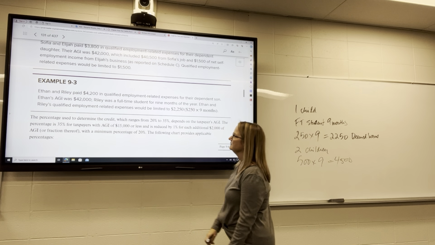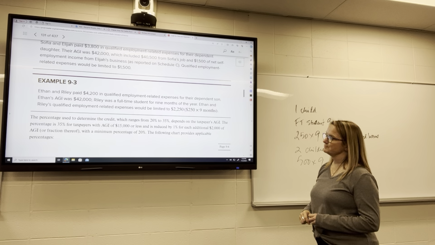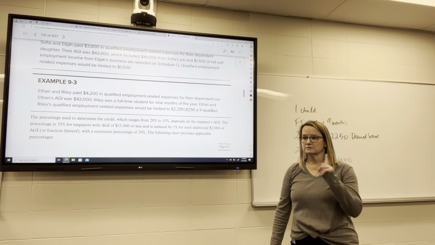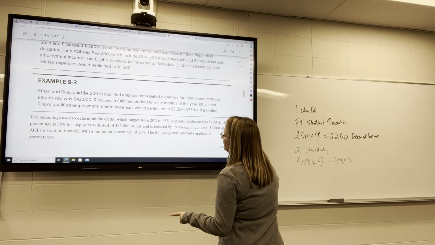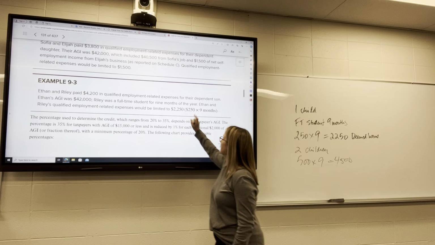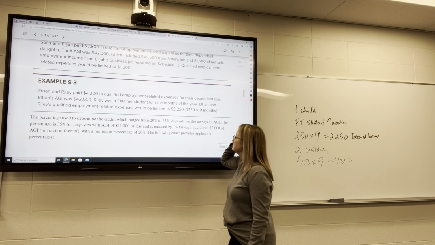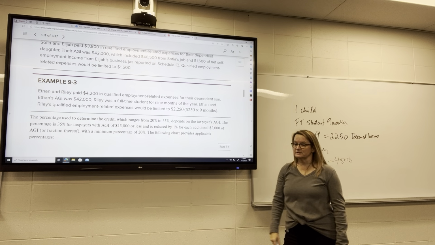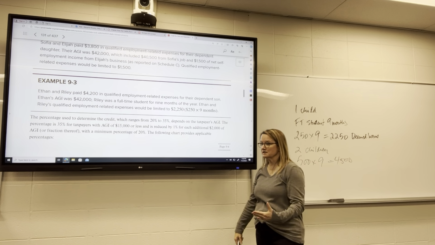Ethan and Riley paid $4,200 in qualified employment-related expenses for their dependent son. One kid, so we're limited to $3,000 right now. Ethan's AGI was $42,000. Riley was a full-time student for 9 months of the year. Ethan and Riley's qualified employment-related expenses are limited to $2,250. Those 9 months are what we calculate here as deemed income.